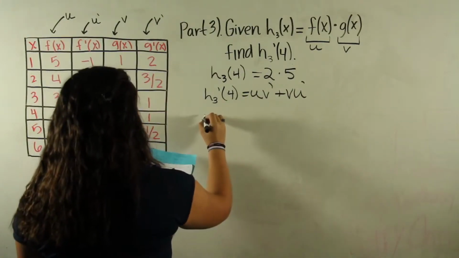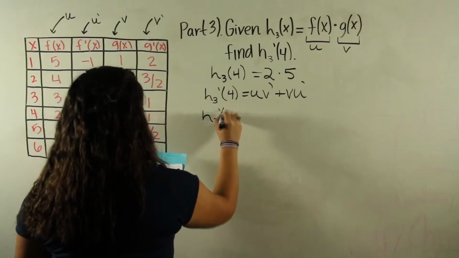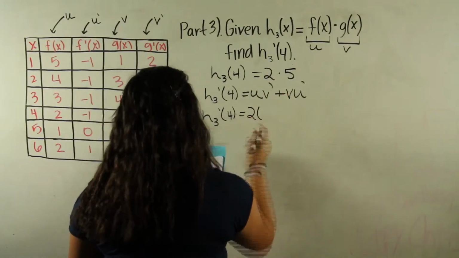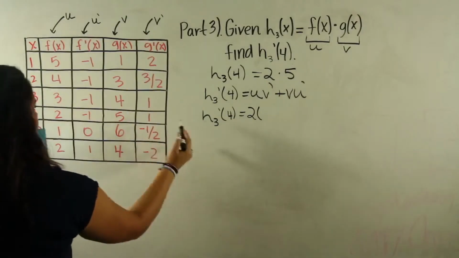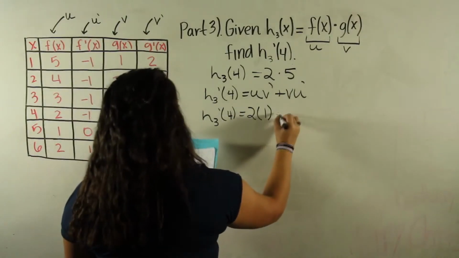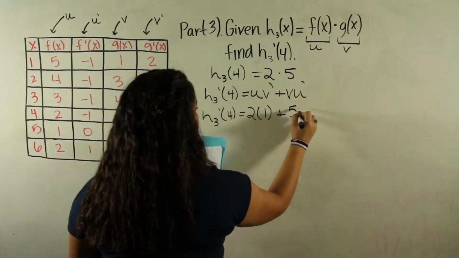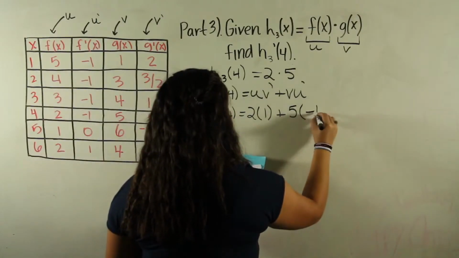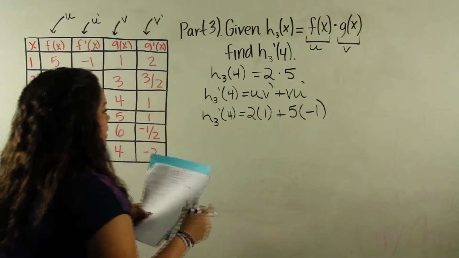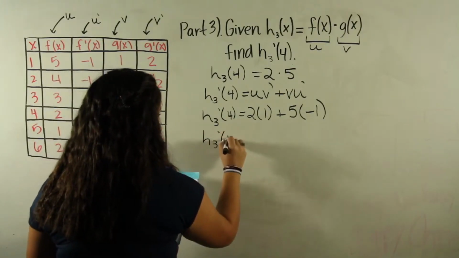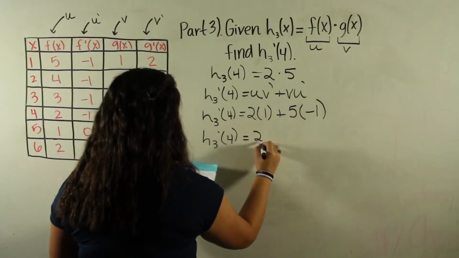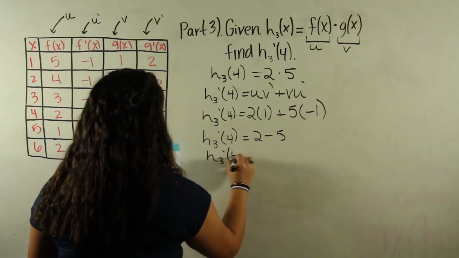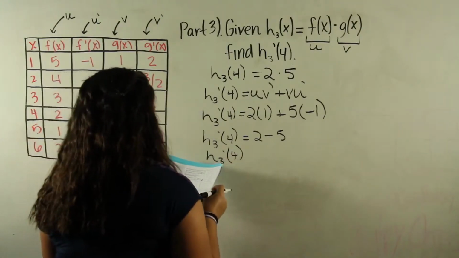Alright, so we're just going to fill in what we know. h3 prime of 4, u is 2, g prime is 1, plus v is 5, and u prime is negative 1. Okay, so basic math. h3 prime of 4 equals 2 minus 5. And again, we now know that h3 prime of 4 is negative 3.